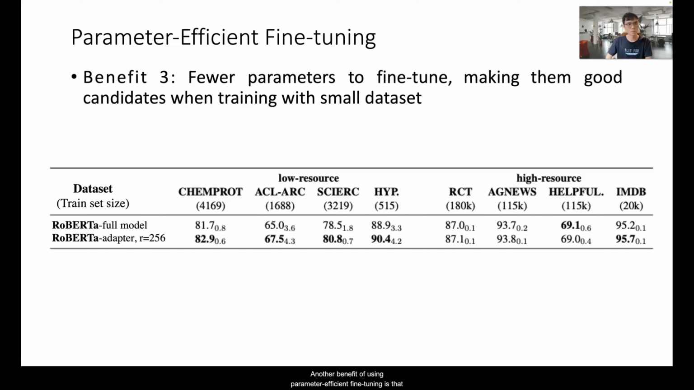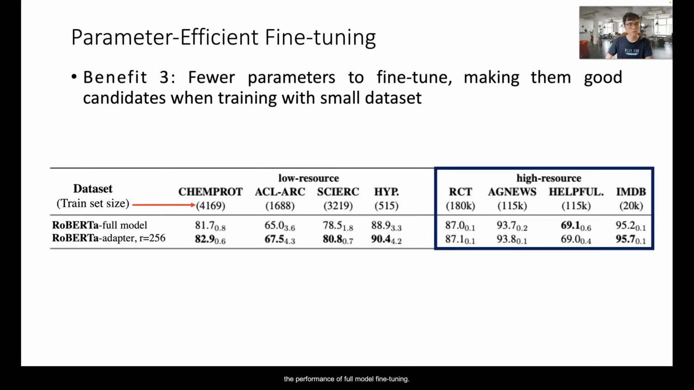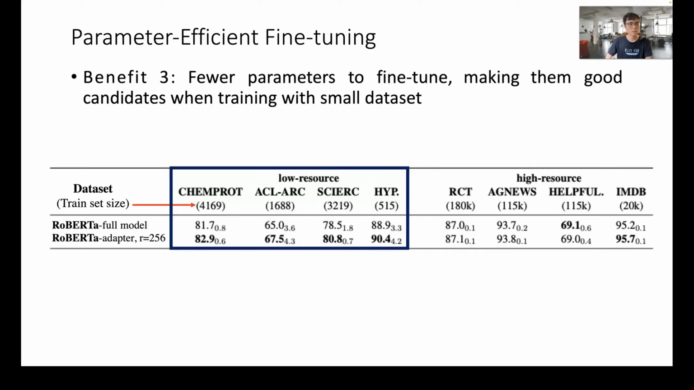Another benefit of using parameter-efficient fine-tuning is that they tend to perform well when the training dataset is small. The following table shows the performance on high-resource datasets and low-resource datasets of full model fine-tuning and using adapter. The number in the parentheses is the size of the training dataset. One can see that on the high-resource datasets on the right-hand side, the adapter's performance closely follows the performance of full model fine-tuning. On the low-resource datasets on the left-hand side, the adapters consistently perform better than full model fine-tuning. So clearly, adapters' performance is comparable on high-resource data and better on low-resource data.